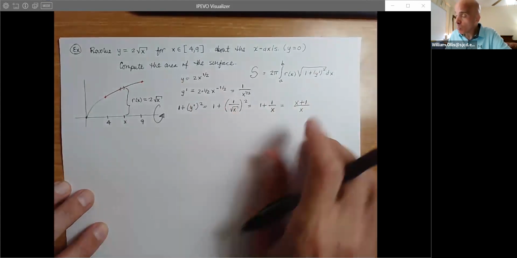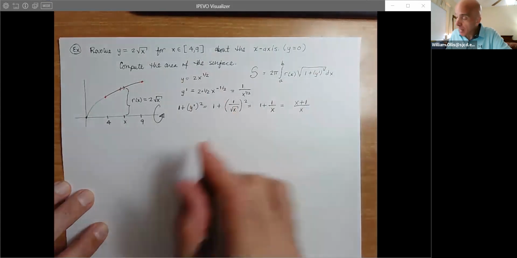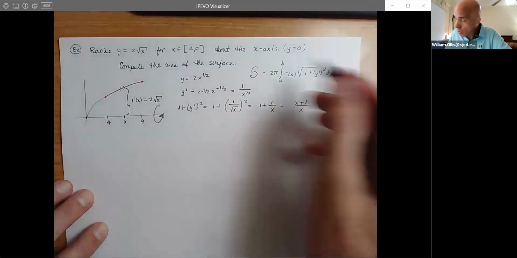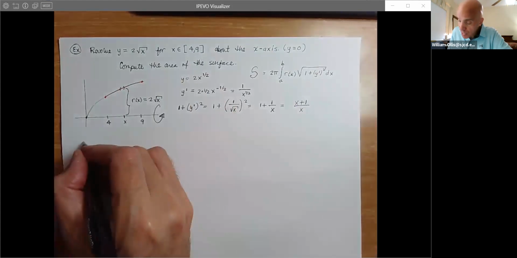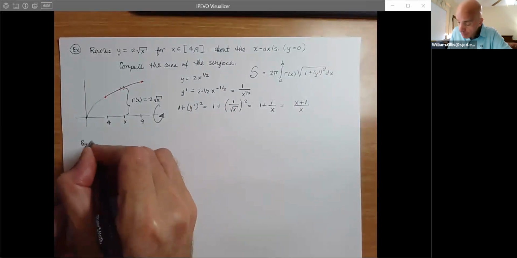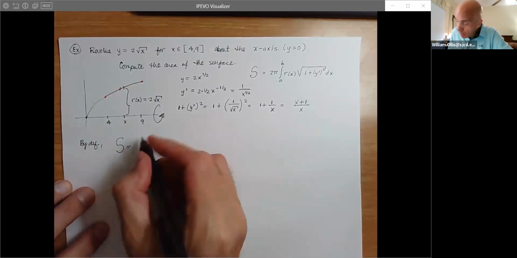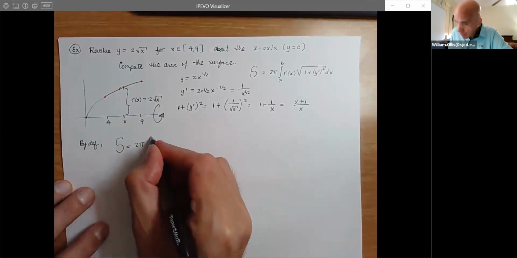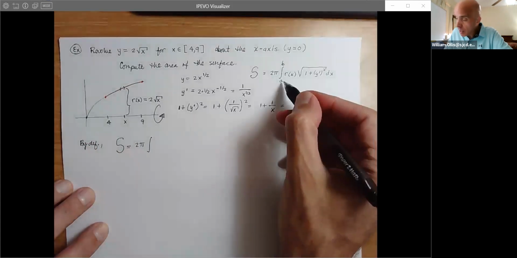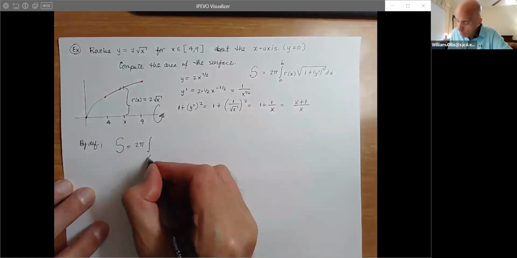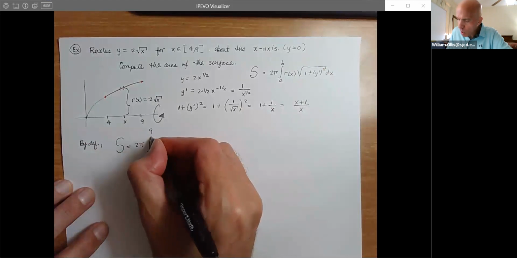So now we can apply the square root and the formula. So we're good to go. We've done the hard part. So this, by definition, S will now be 2 pi. And then we have what? 4 to 9. Well, compared to the last problem, this is a walk in the park.